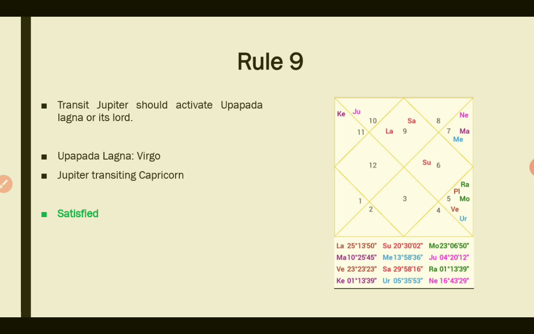Once you have established this, count that many number of houses from Mars to arrive at the Upapada Lagna. So if you count again 12 from Mars, you will arrive at the 10th house, that is the sign of Virgo, right? So the Upapada Lagna for this particular native is in Virgo. And as we already know that the transiting Jupiter on the day of the wedding was in Capricorn, and by its 9th aspect, it must have been aspecting Virgo, which is the Upapada Lagna for the native. So this rule is again satisfied. Now let's move to the last rule.